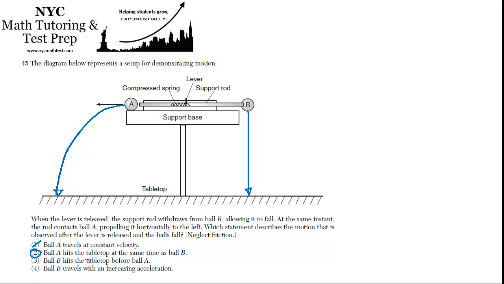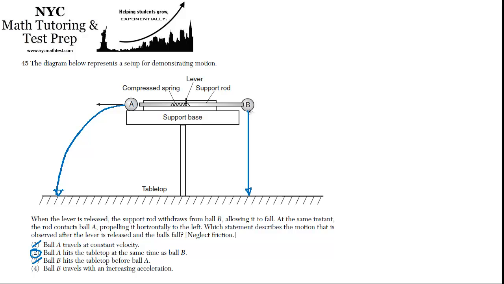Ball B hits the tabletop before ball A. It's tempting to think that because A has to travel this extra distance because it has that horizontal component of its velocity. But again, like we said before, the horizontal can be taken as completely independent from the vertical. So while it's moving along to the left, it's still being accelerated downward by gravity exactly the same way as B is. So 3 is not good.